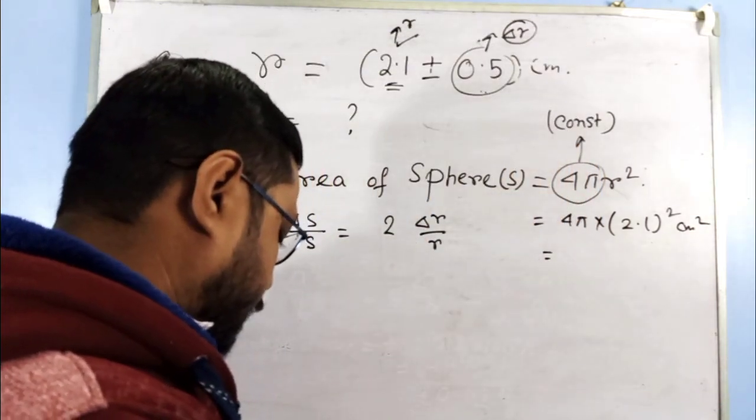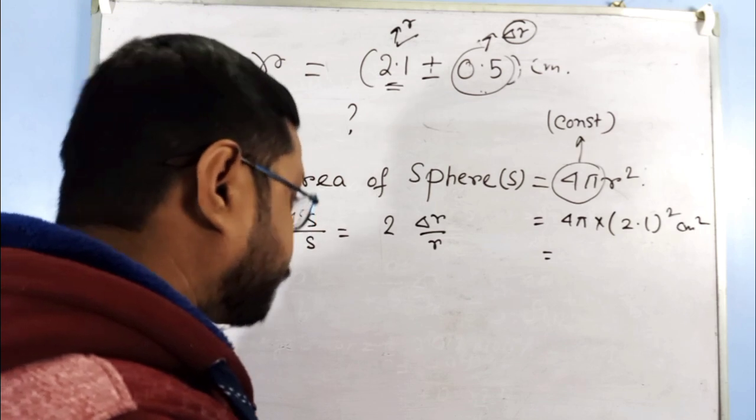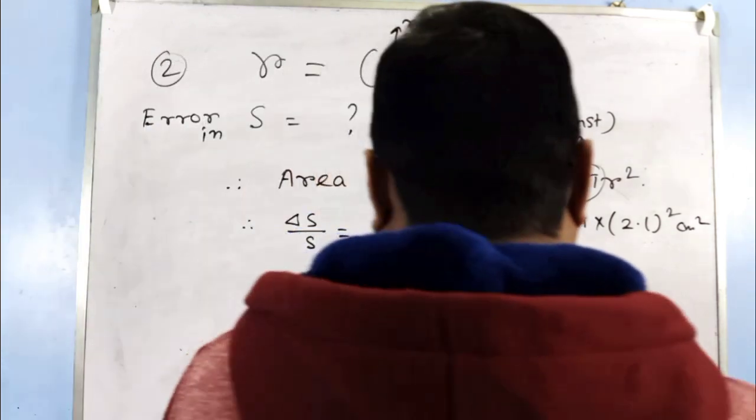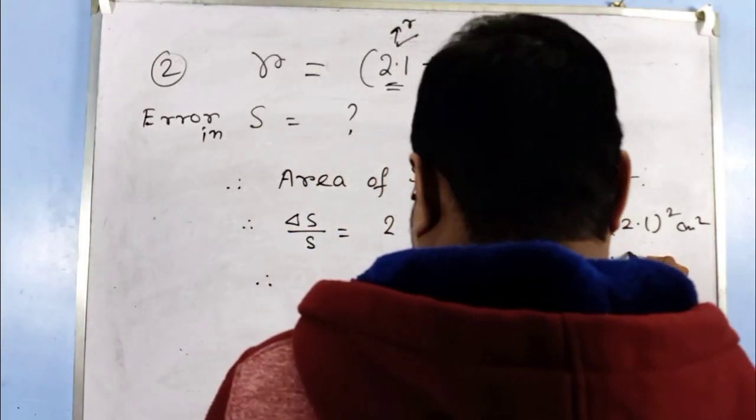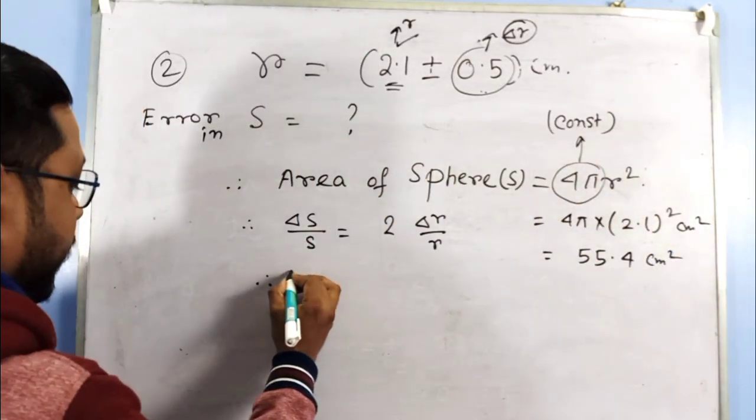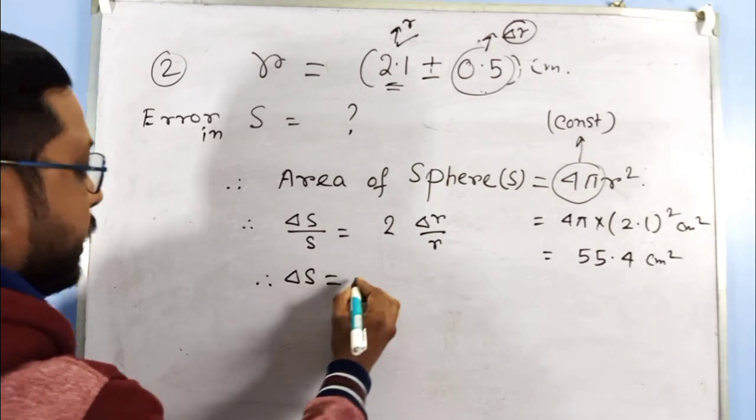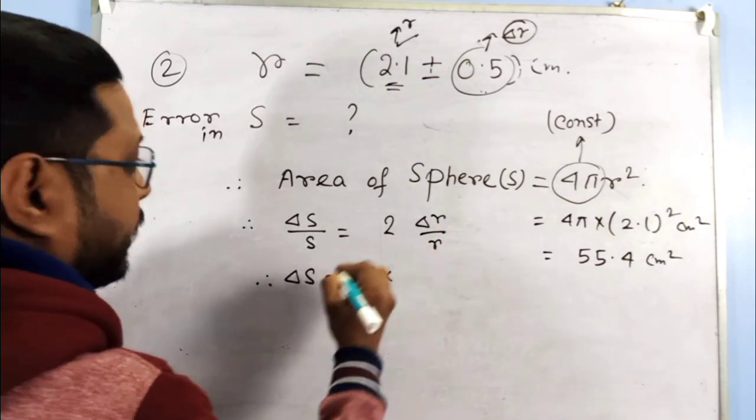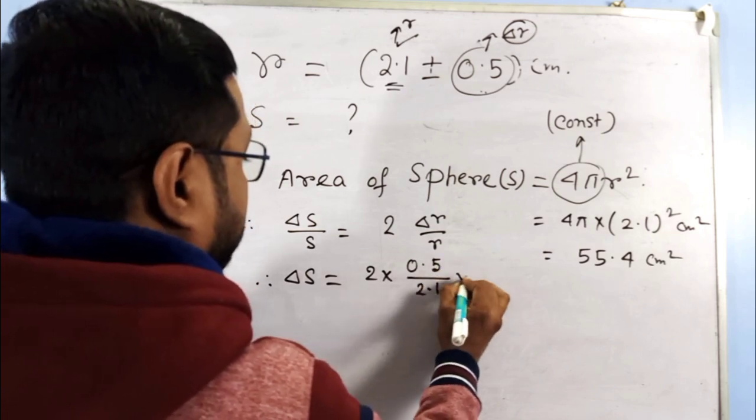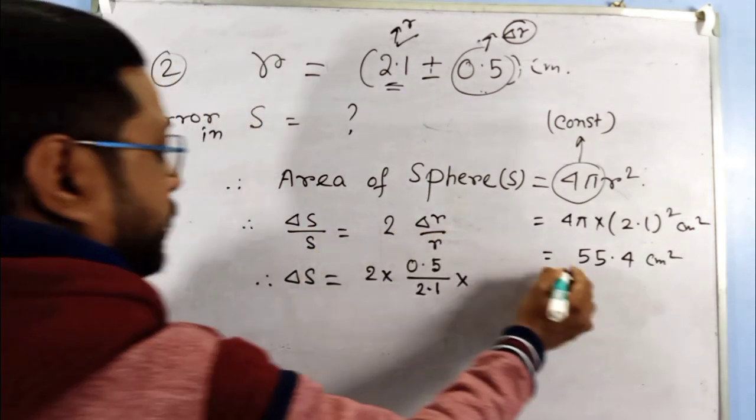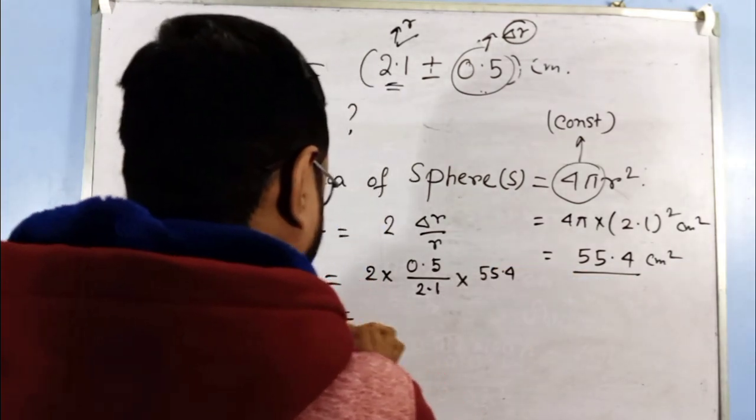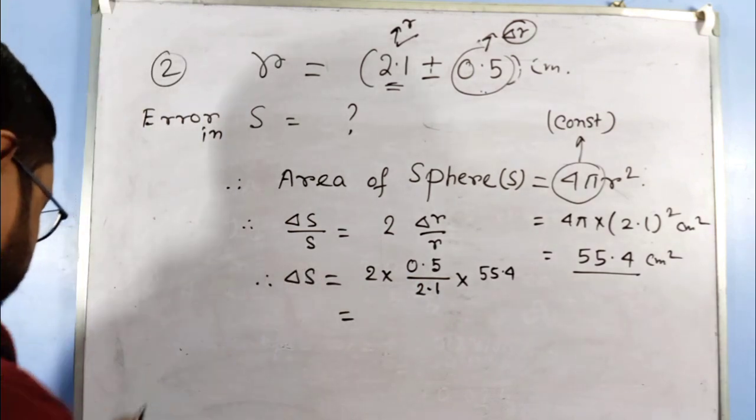4 into pi into 2.1 square. So you can get 55.4 cm square. Now error in surface area delta S is equal to 2 into delta r by r. Delta r means 0.5, r means 2.1, into S. This S gets multiplied, its value is 55.4. This is the error in the value of surface area.